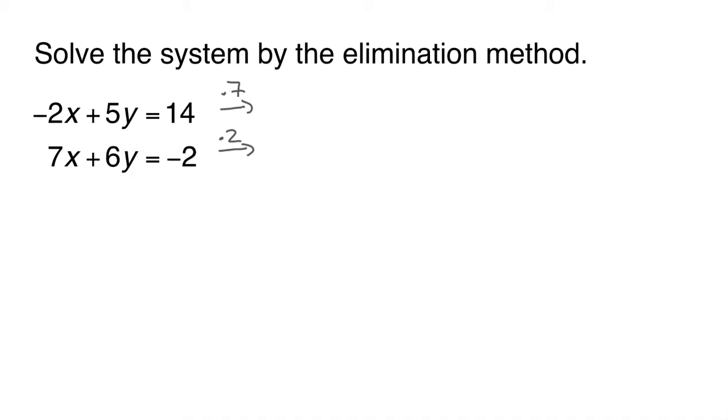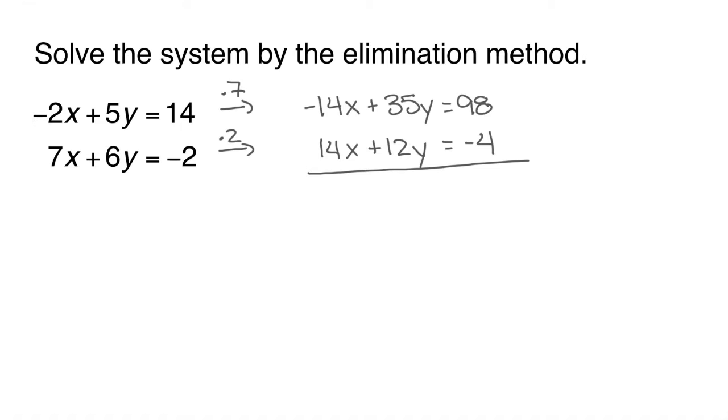Multiplying the first equation by 7, we have negative 14x plus 35y is equal to 98. Multiplying the second equation by 2, we have 14x plus 12y is equal to negative 4. Now we add the two equations. Negative 14x plus 14x is 0. We've eliminated the x term.